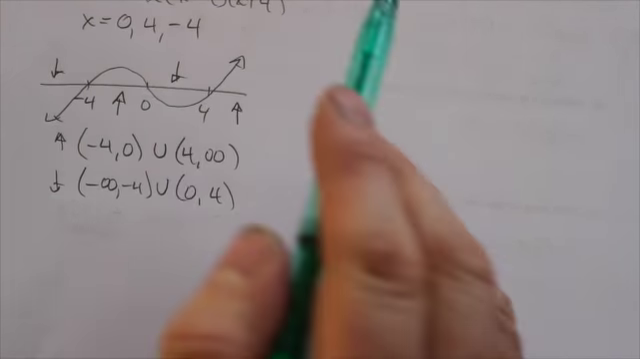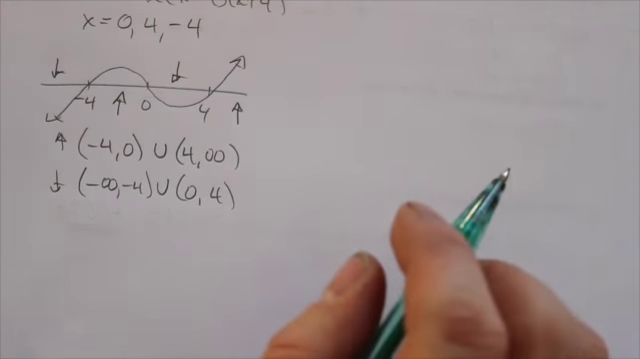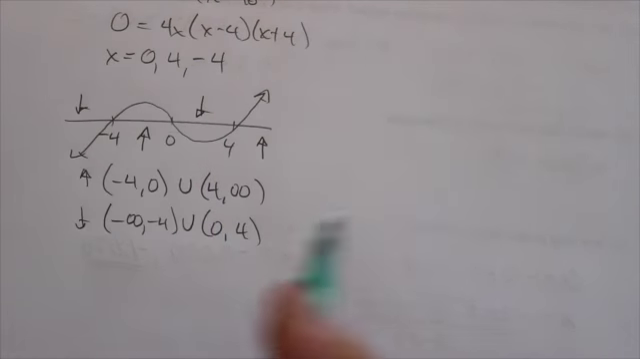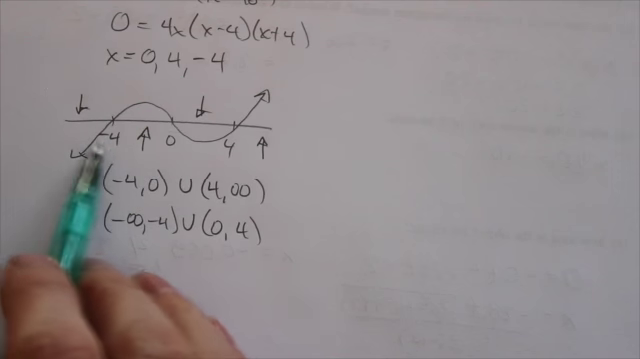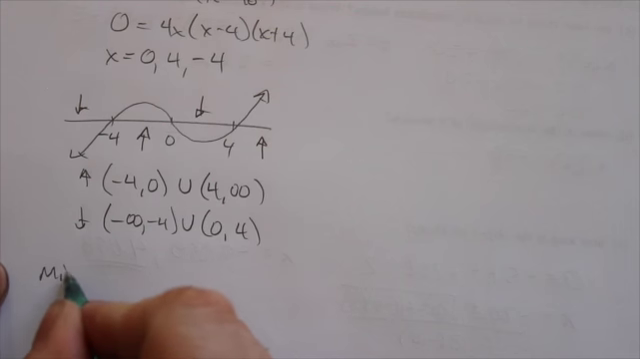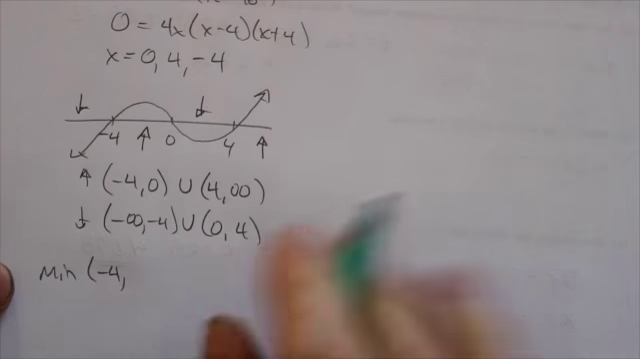Now the question says, find the coordinates of the points where the maximums and minimums occur, and determine if the points are maximums or minimums. Well, now that I see this right here, I can tell you right now, because the function is decreasing and then increasing around negative 4, that must be a minimum. So we're going to get a minimum at negative 4.